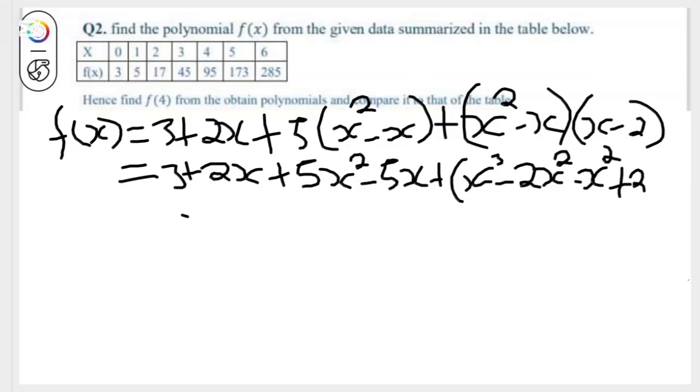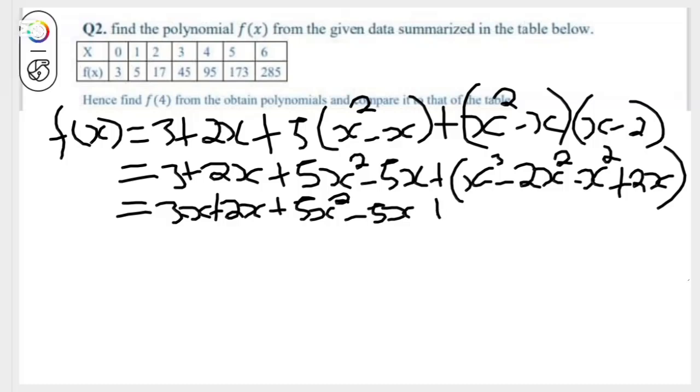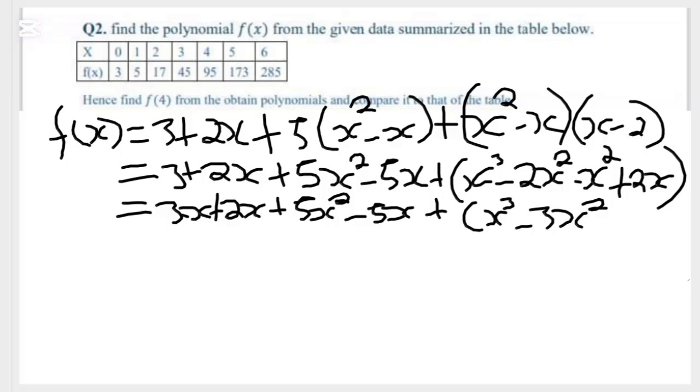So I'll now say plus 2x. This is the same thing as saying I have 3x plus 2x plus 5x squared minus 5x plus x cubed, this and this. If I add them, I'll get negative what? 3x squared. 3x squared plus what? Plus 2x. So the next thing that I'm going to do, I have to go through the like terms.